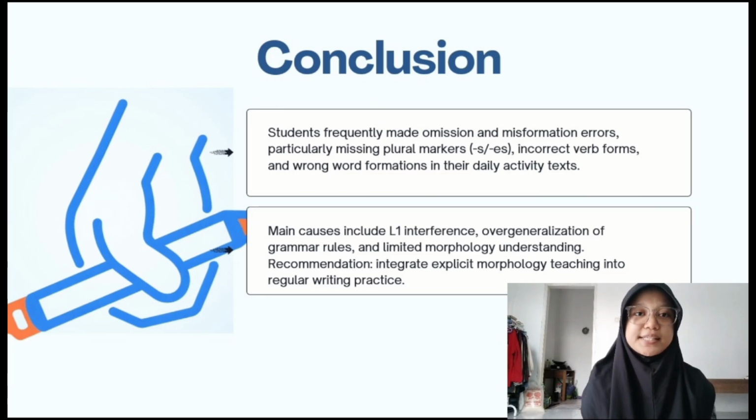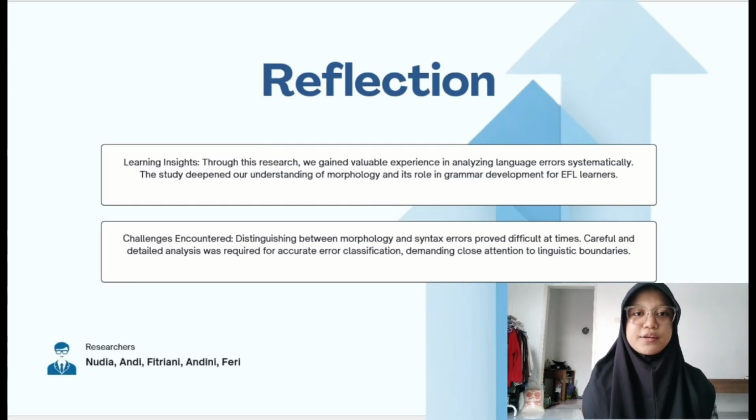Therefore, this research suggests that explicit morphology teaching should be integrated into regular writing practice to help students improve their grammatical accuracy. Through this research, we gained valuable experience in analyzing language errors systematically. This study helped us deepen our understanding of morphology and its important role in developing grammar skills for EFL learners.